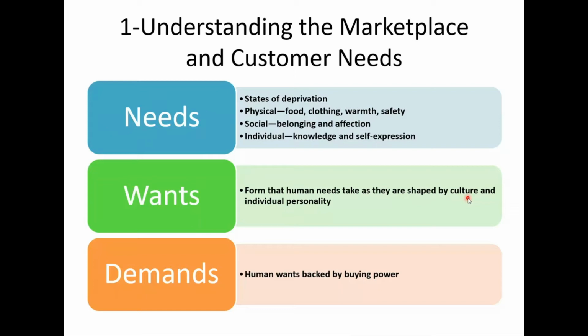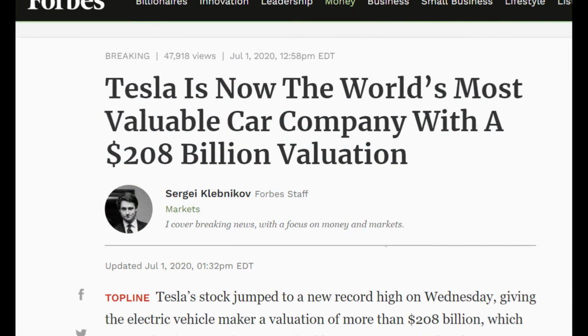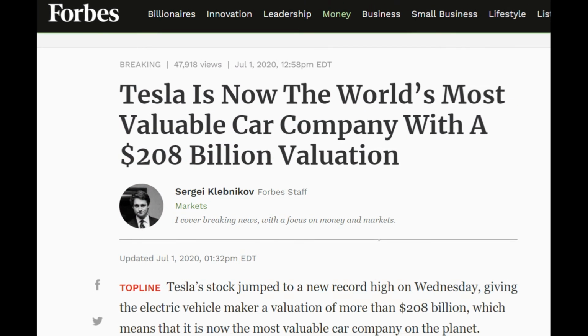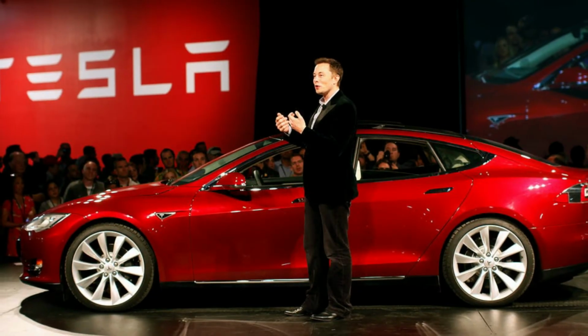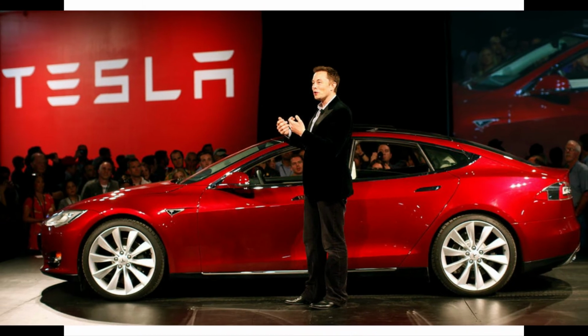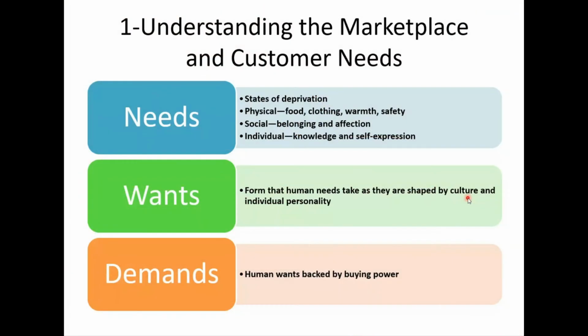For example, as we said, now the number one valued car company in the world is Tesla. Have you heard of Tesla before? Tesla is an electric car. Now it has a very high market value. Why? Because the owner, Elon Musk, decided that he wanted to be different. His cars don't use gasoline, they use just electricity. And now there is a high demand on this.